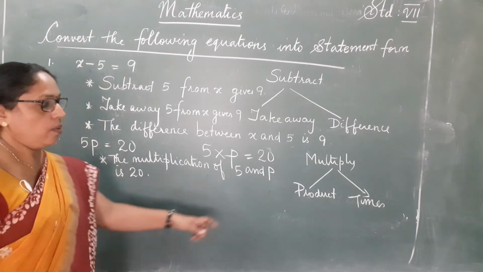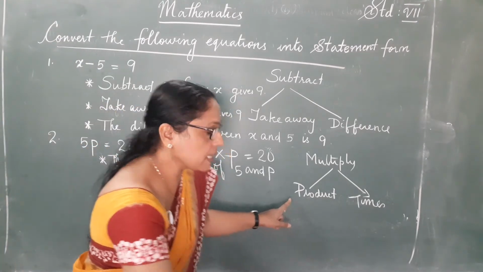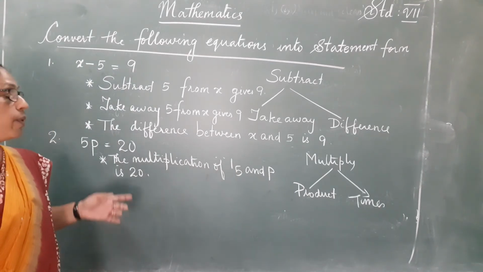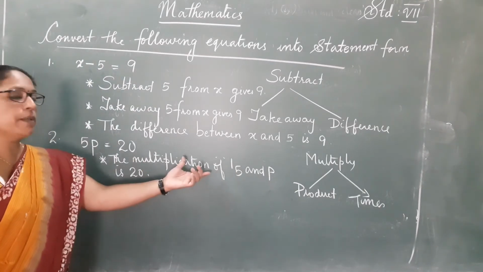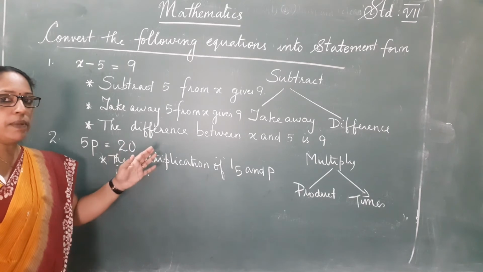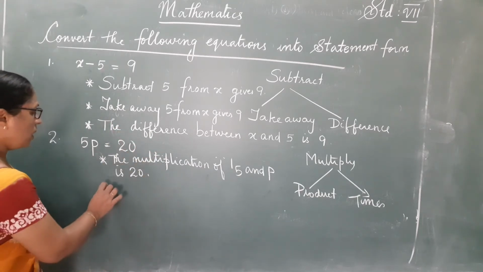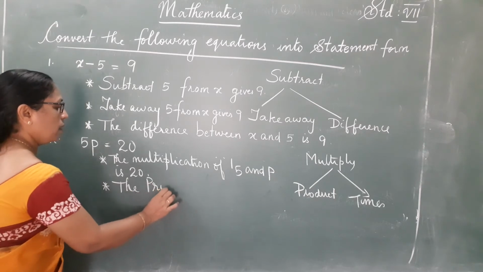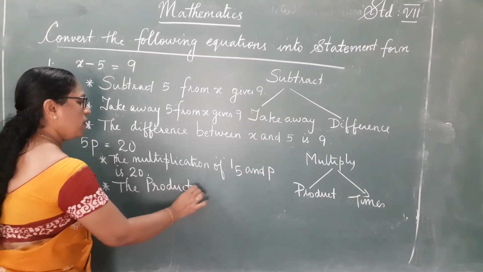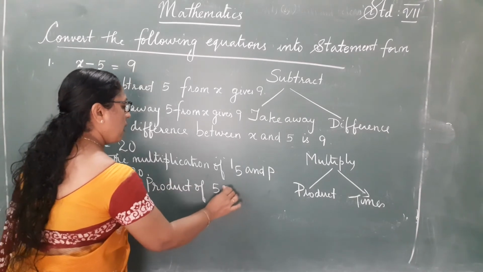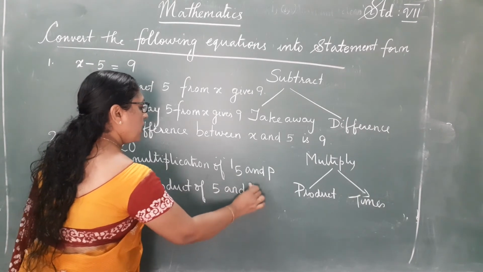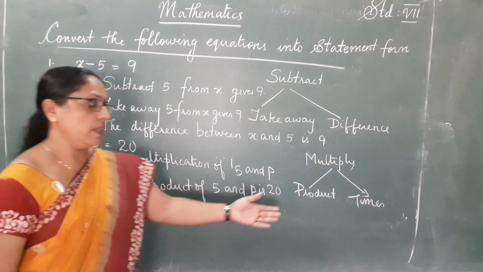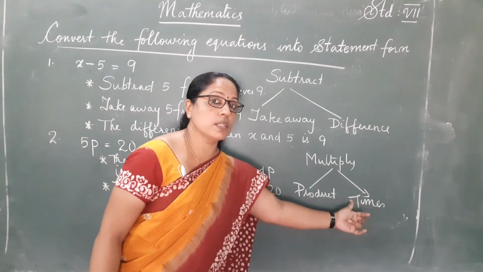Okay. Now, how do you use product to form a statement? Come on, tell me. Yes, the product of, instead of multiplication, we have to change the multiplication to product. So, the product of 5 and p is 20. Okay. Now the last one, times. How do you use times?